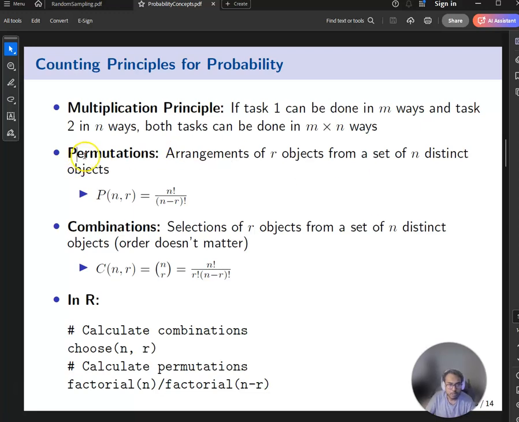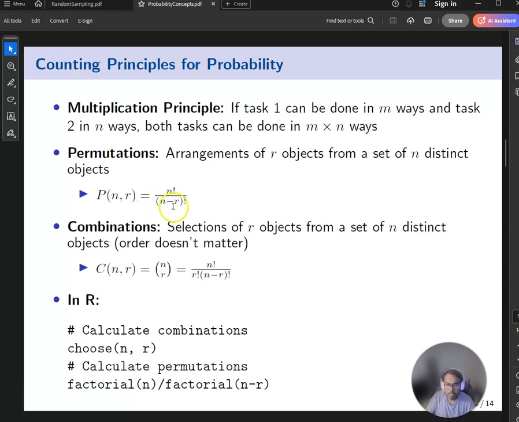Next, let's talk about permutation. A permutation is an arrangement where the order matters. So if you have n distinct objects and you want to arrange R among them in an order, then the formula is P n R, which is n factorial divided by n minus R factorial. In other words, if you have 10 students and you want to seat 5 of them in a particular order, then you can do it in P 10 5 possible ways.